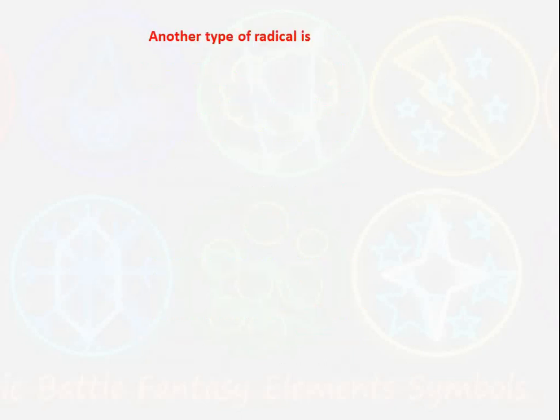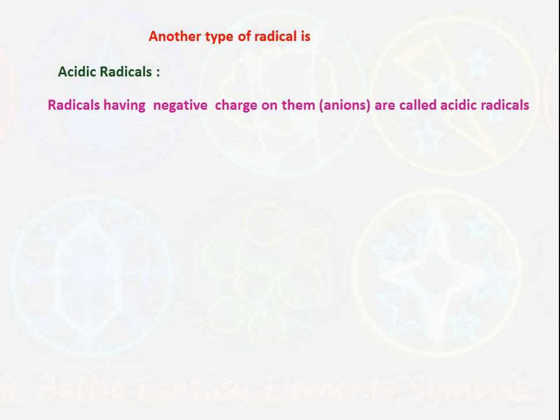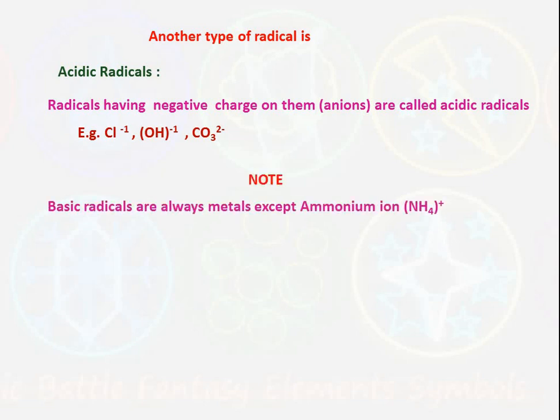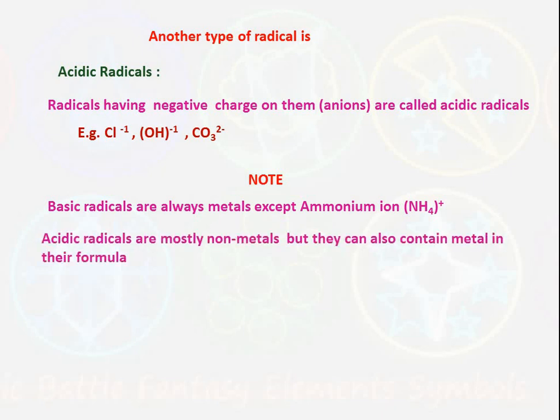Another type of radical is called an acidic radical. Acidic radicals are the radicals which have a negative charge over them, that is anions. For example, Cl negative, OH as a whole minus 1, CO3 as a whole minus 2. Important note: basic radicals are always metals except the ammonium ion, which we have already studied, and acidic radicals are mostly non-metals, but they can also contain metal atoms in their composition.